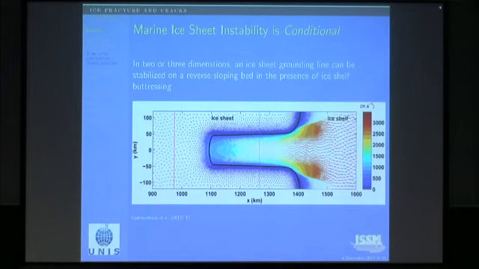In the presence of ice shelf buttressing, you can actually stabilize a grounding line on a reverse sloping bed. So now looking at an ice sheet in plan view, top-down, these are modeling results demonstrating that you could stabilize a grounding line here in black on a section of reverse sloping bed between these two pink lines in the presence of strong lateral converging flow, which gives you a measure of ice shelf buttressing. So you could stabilize a marine ice sheet on that reverse sloping bed if you've got a sufficient amount of ice shelf buttressing.